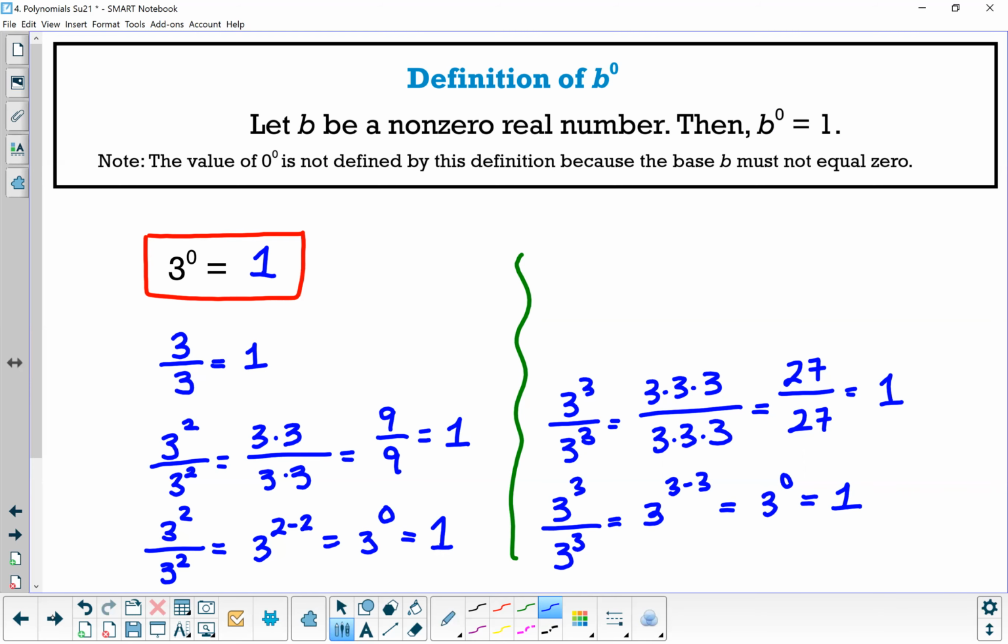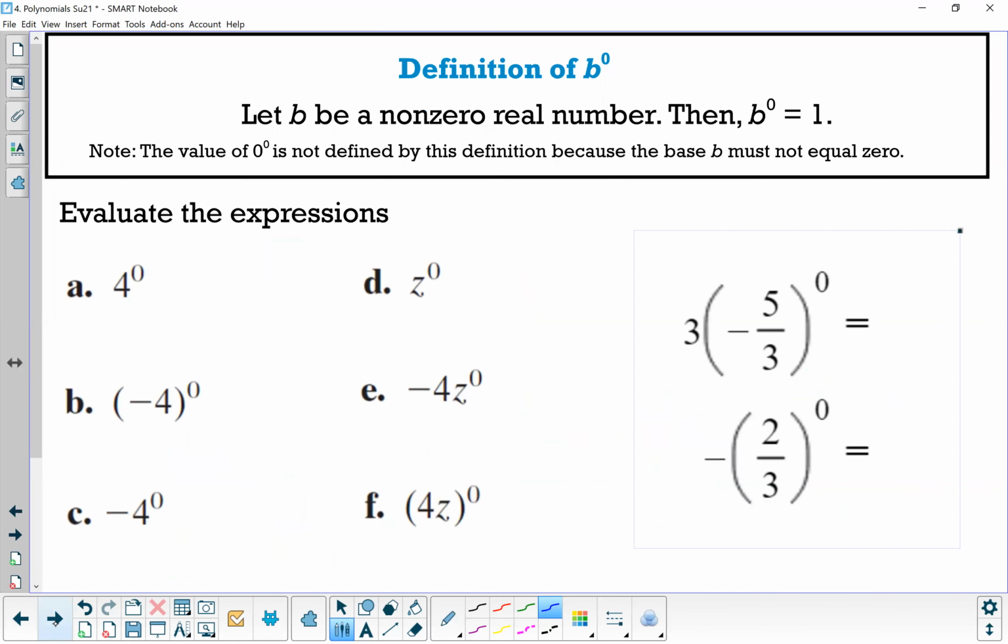So now let's use what we know about that. We'll try some examples here. All right, so starting with 4 to the 0 power. Easy peasy. That equals 1. All right, let's take a look at letter B. In parentheses, we have -4, close parentheses, to the 0 power. Everything in parentheses is raised to the 0 power. So then that equals 1.